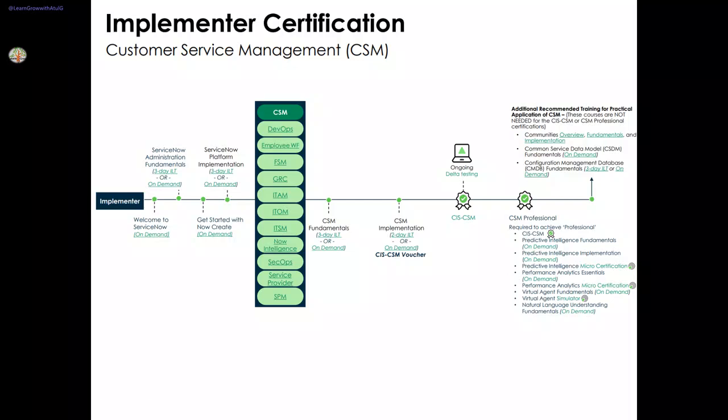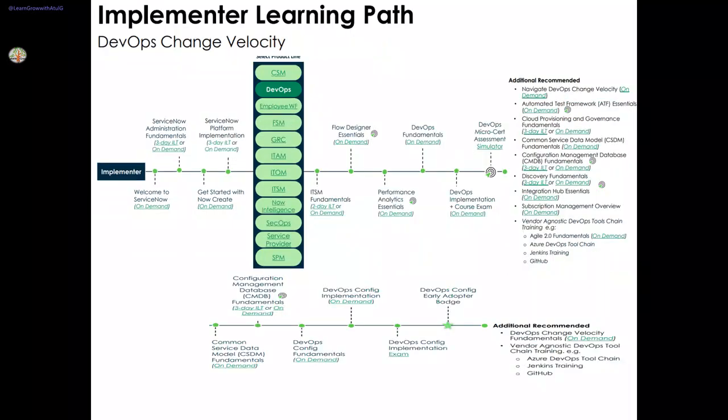On top of that, you can go again for PA, virtual agent, predictive intelligence, natural language, all the things you can do side by side. But if you go for this, you can call yourself a certified customer service management implementation specialist. You can call yourself that here.